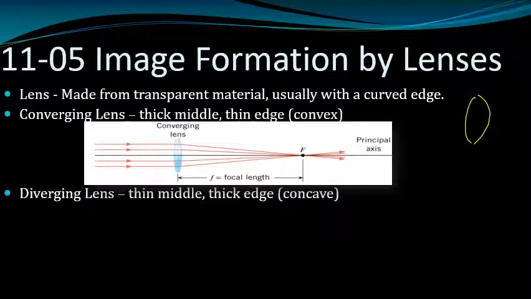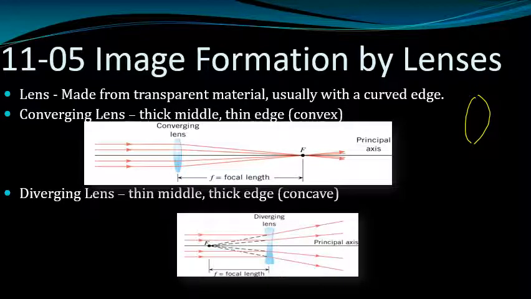A diverging lens is thin in the middle and thick at the edge, concave. If you're nearsighted, that would be the shape of your glasses. It's called diverging because parallel rays of light come in and hit the lens and separate apart. They diverge from each other.